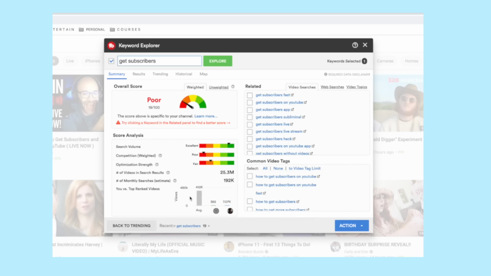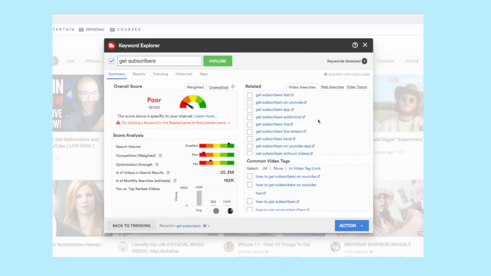Now this, I don't tend to pay too much attention to, because as I've said before in my videos, YouTube does not look at views when ranking videos, it looks at engagement and audience retention. So even if the videos that are currently ranked in search have much more views than I will ever see, I still have a chance to outrank them if I have better engagement and retention. So this whole you versus top ranked video thing, I don't really tend to pay too much attention to.